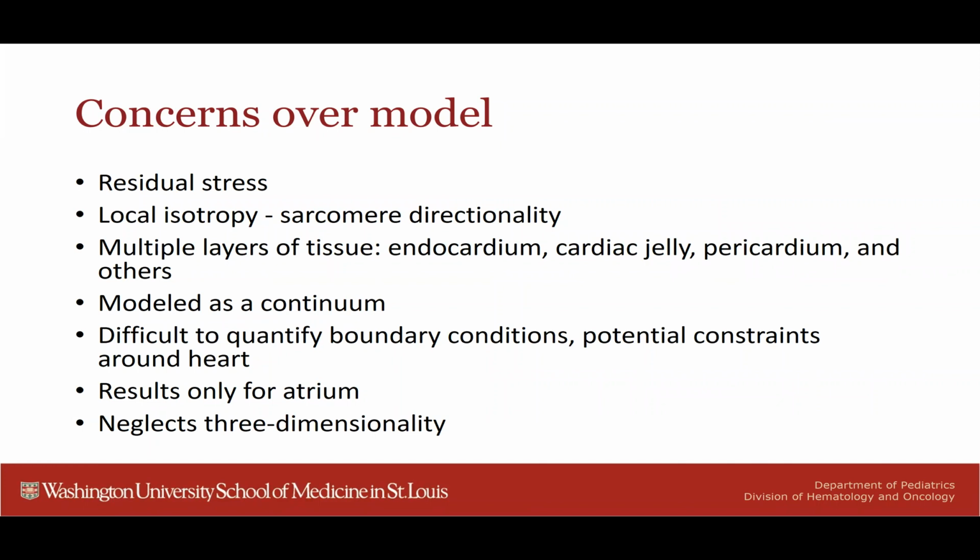From the journal club perspective, we had a lot of concerns with this approach. We aren't accounting for residual stresses, which likely exist during this early heart development, and that's been shown by the Tabor group. We assume local isotropy, despite the fact that sarcomeres probably have some directionality. The heart has multiple layers, and we're really only accounting for one of these layers when we're using this model. We're also modeling the heart as a continuum. At this point in development, we have a monolayer of cardiomyocytes, and you can actually see the individual cardiomyocytes kind of lined up, so we're beginning to approach the limits of what really can count as a continuum. It's really difficult to quantify boundary conditions or the constraints that are on the heart. And due to imaging limitations, we can only look at the atrium, and we neglect three-dimensionality.